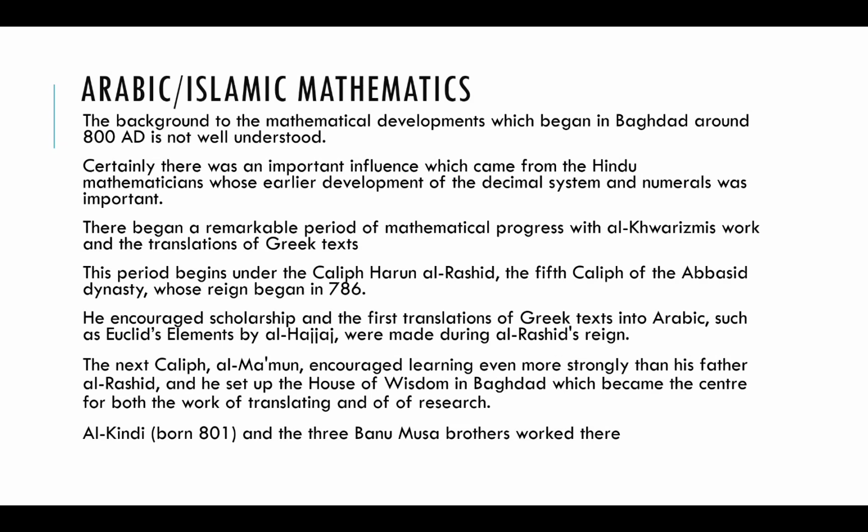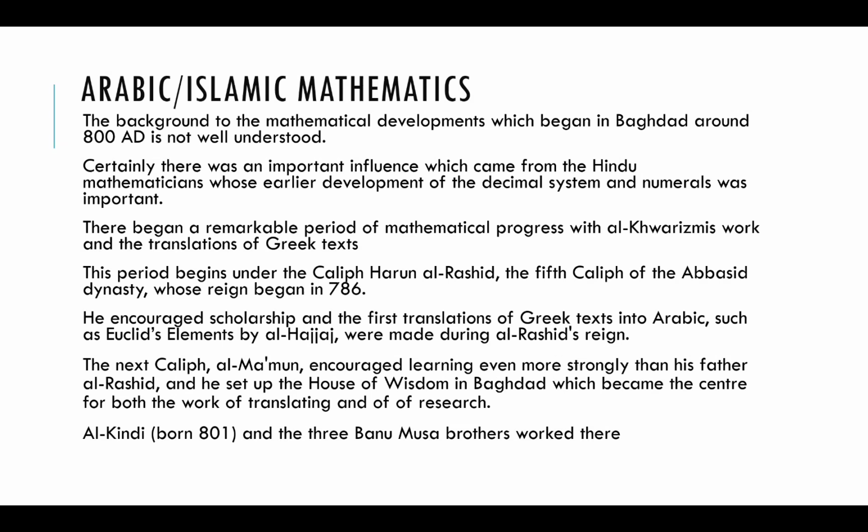There began a remarkable period of mathematical progress with Al's work and the translations of Greek texts. This period begins under Caliph Harun al-Rashid, the 5th Caliph of the Abbasid dynasty, whose reign began in 786. He encouraged scholarship and the first translations of Greek texts into Arabic, such as Euclid's Elements by al-Hajjaj. Again, no disrespect is ever meant by my inability to pronounce these correctly, which were made during al-Rashid's reign.